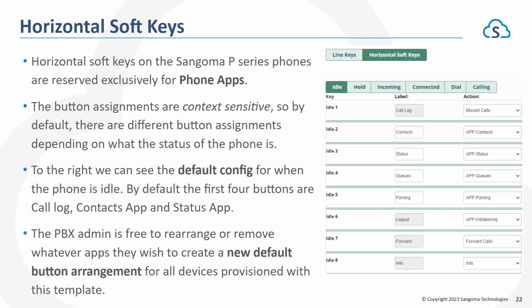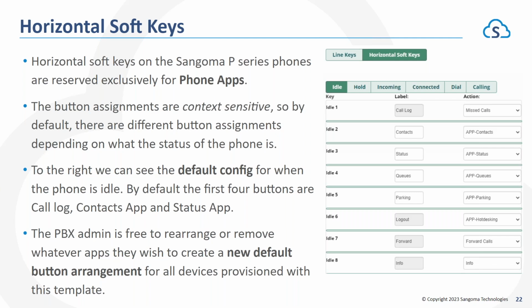As I said, these button assignments are context sensitive, so depending on the state the phone is in, will determine what buttons are displayed and how they're configured. So in the idle phone state, we can see the default config. By default, the missed calls app shows up on the left-hand side, followed by context and status. Since there are more than 4 apps here, the remaining apps would scroll off onto page 2, 3, depending on how many apps you have configured.